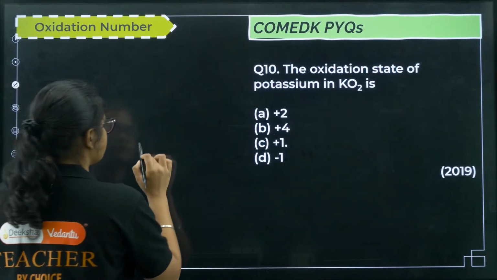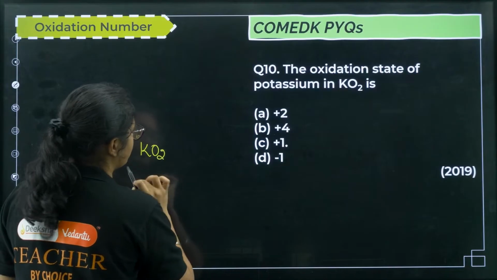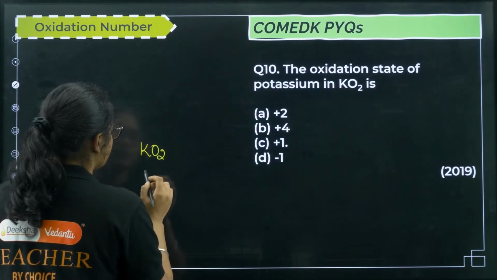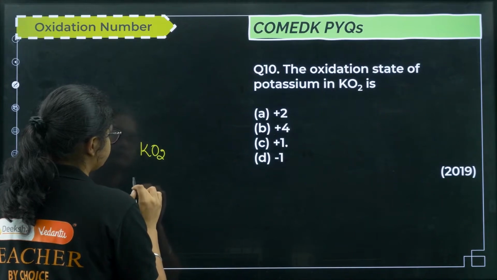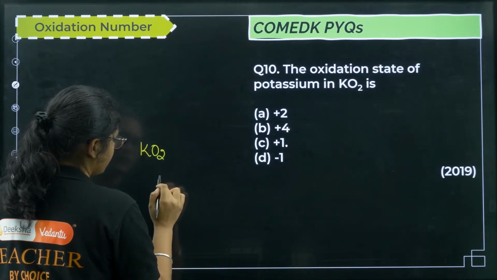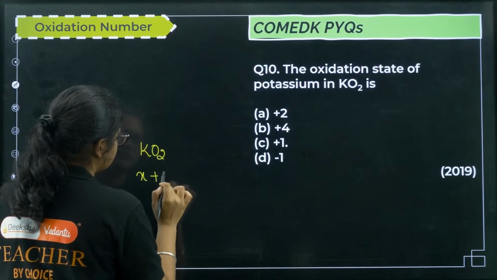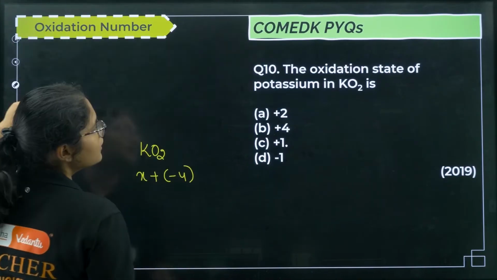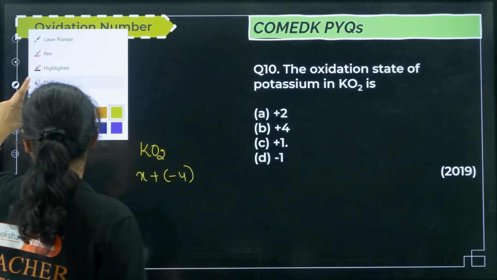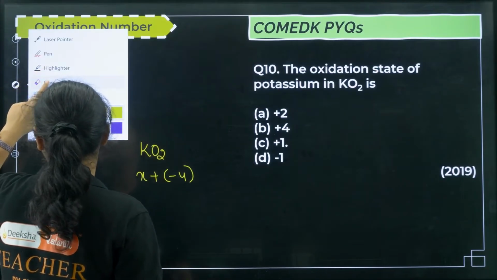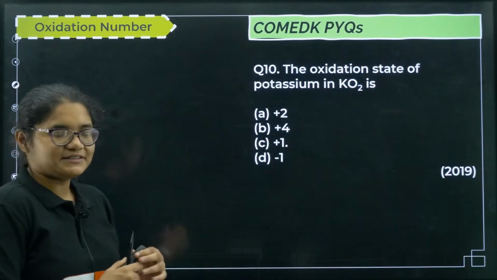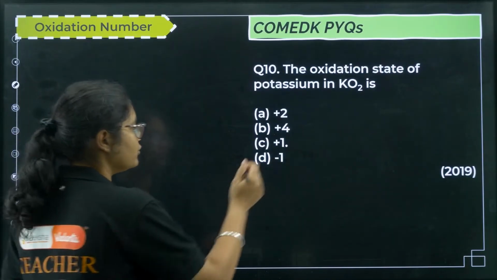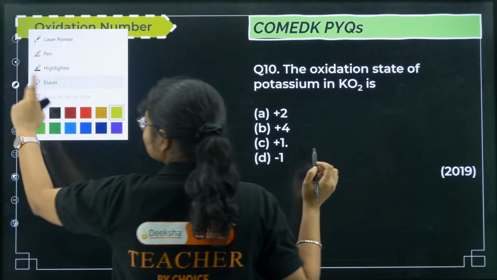Next, question number 10, the oxidation state of potassium in KO2 is. Okay, so if you see KO2, okay, so oxidation number of potassium, so we can calculate this one like x plus minus 4. Okay, one thing we should know here, the structure, okay, one second. Next question, the oxidation state of potassium in KO2. So here you should know that KO2, sorry, one second, yeah.